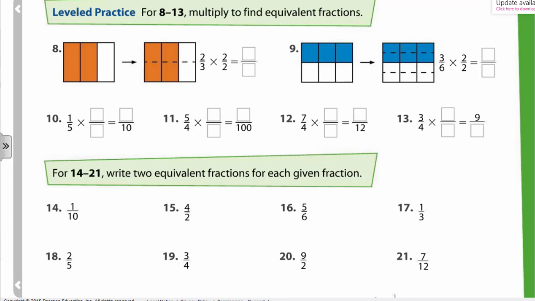Okay, Ibrahim, help me with the first question. Question number 8. It's very easy. Multiply the numerator by numerator and denominator by denominator. Go ahead. 2 times 2 and 3 times 2. Okay. Using the models, it's very easy also. We divided each one big part into two smaller parts. So, in the first fraction, we have 2 out of 3. And in the second model, we have 4 small parts out of 6 small parts. Okay, thank you, Ibrahim.